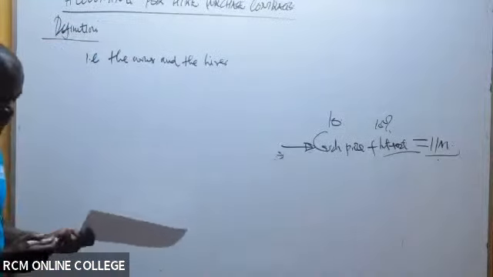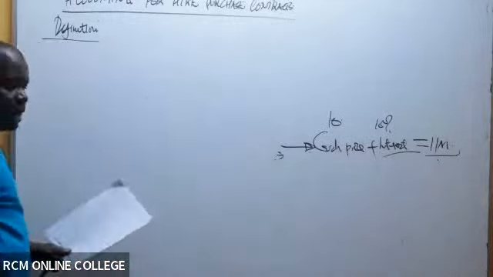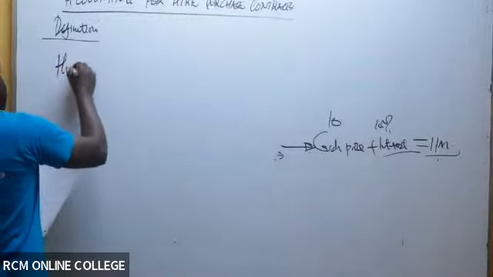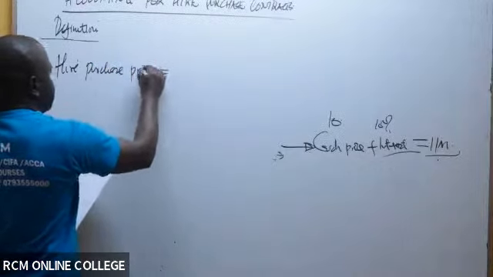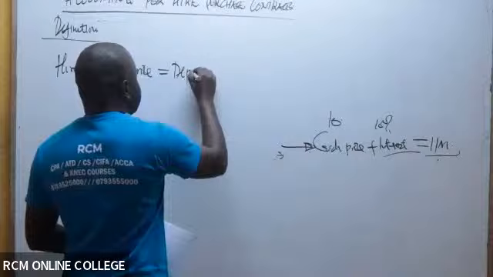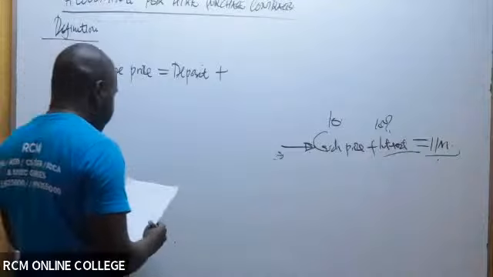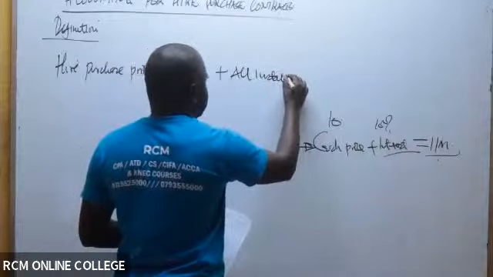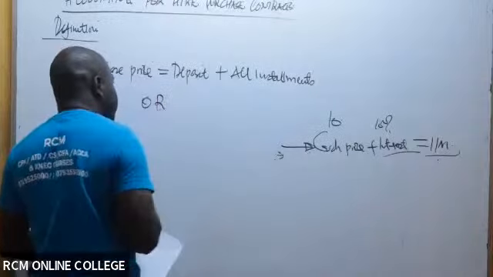Then you can write this. You can say hire purchase price is equal to deposit plus all installments.